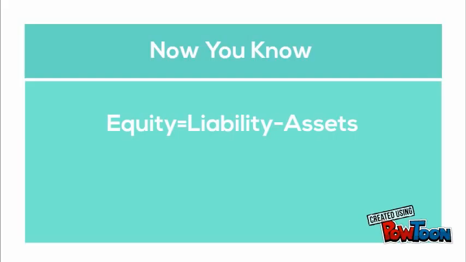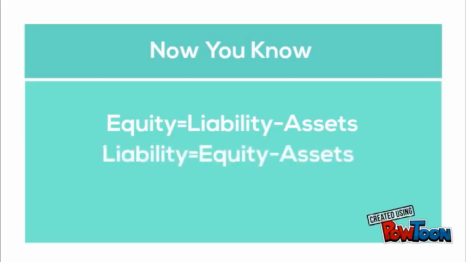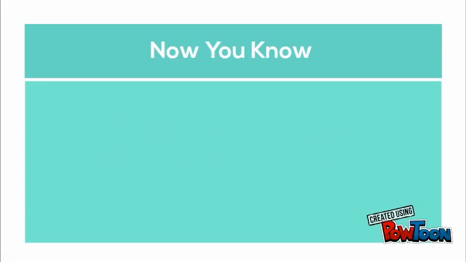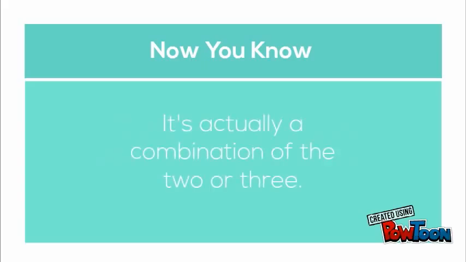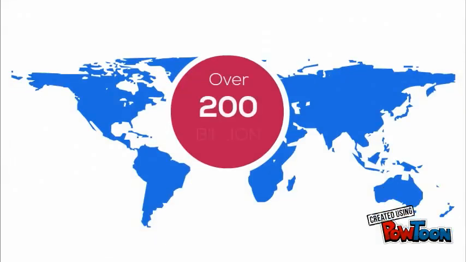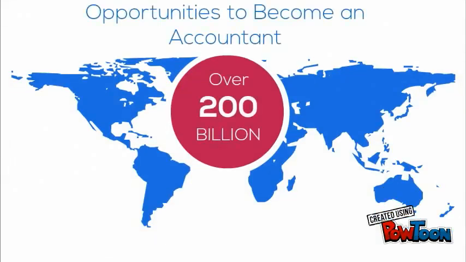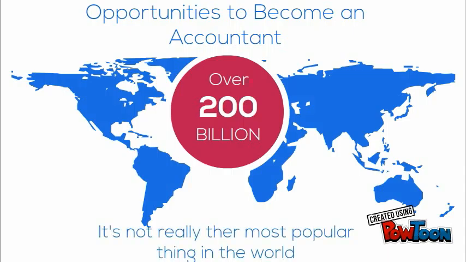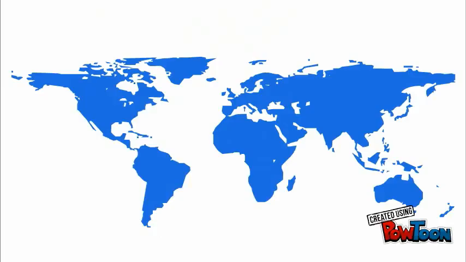Other inverse equations would include equity is equal to assets minus liabilities, and liabilities would be equal to assets minus equity. And when you have to record these transactions in actual applications, you actually have to combine two or more of these concepts together to make the transaction valid. There are over 200 billion opportunities to become an accountant. It's because no one really wants to be one, at least in their mind. But accounting actually does promote a lot of skills: organization, adaptability, communication, openness, and even leadership.